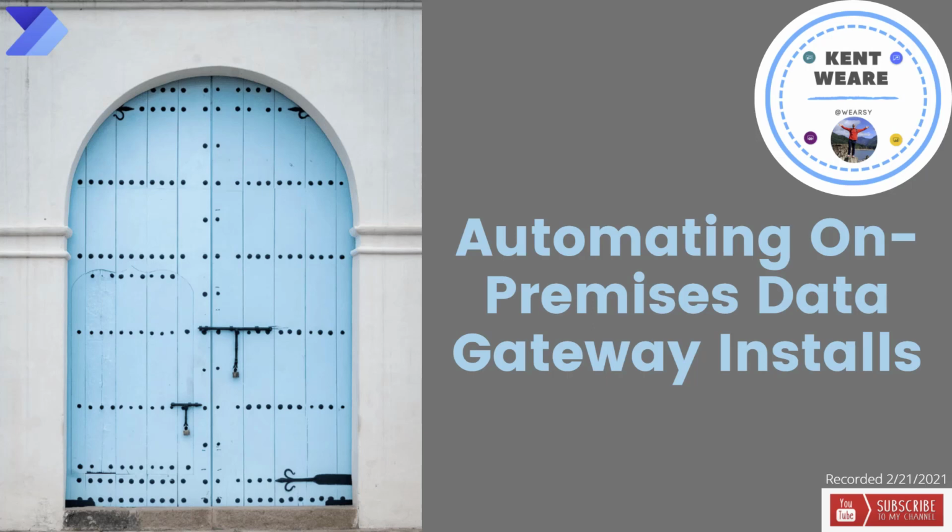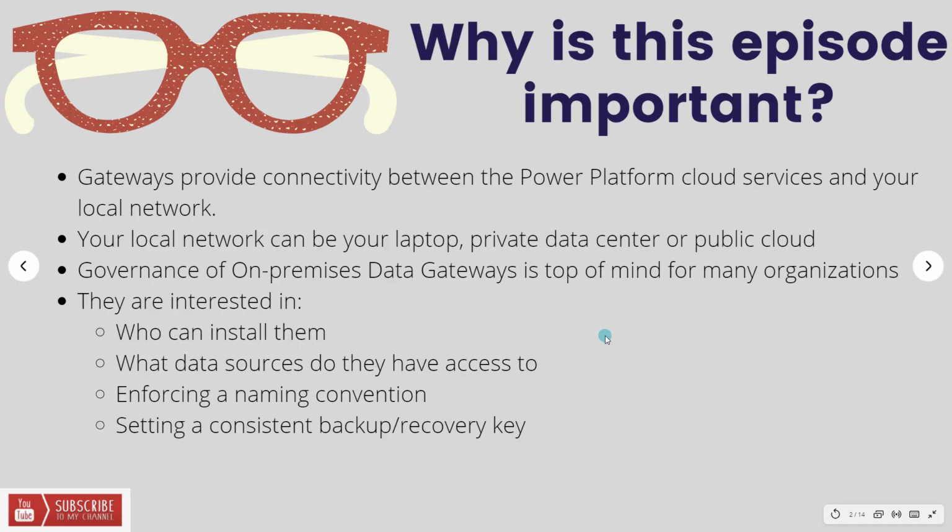Today what we're going to talk about is automating on-premises data gateway installs. Let's go. Okay, so why is this topic important? Gateways provide connectivity between the Power Platform cloud services such as Power Apps and Power Automate with your local network. Your local network might be your laptop on a public internet such as your home, or it could be a private data center or even a public cloud, Microsoft or otherwise.